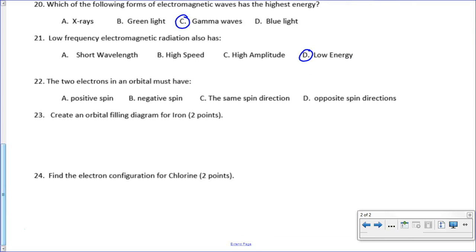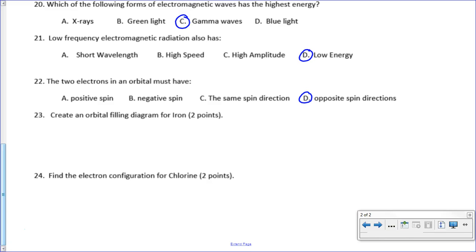The 2 electrons in an orbital have to have opposite spin directions. That's just kind of a fact. That's what the up arrow and the down arrow represent. And then this next one says we're going to create an orbital filling diagram for iron.